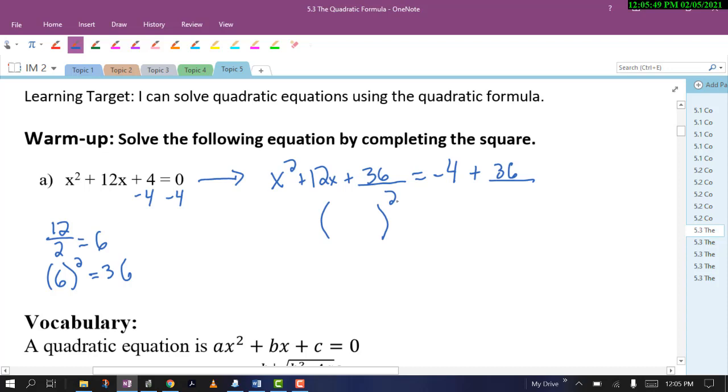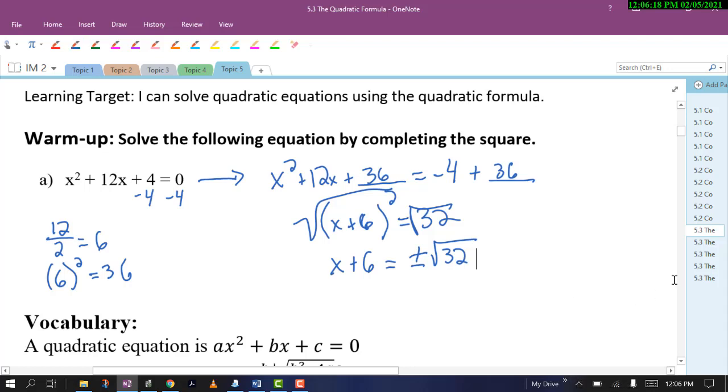Well, that's 6 and 6, so it's the same thing. So x plus 6 squared, again, which is just x plus 6 times x plus 6. Negative 4 plus 36 is a 32. Now, we do the stuff we did last unit. Square root to get rid of the squared. So we get x plus 6 equals plus or minus root 32.